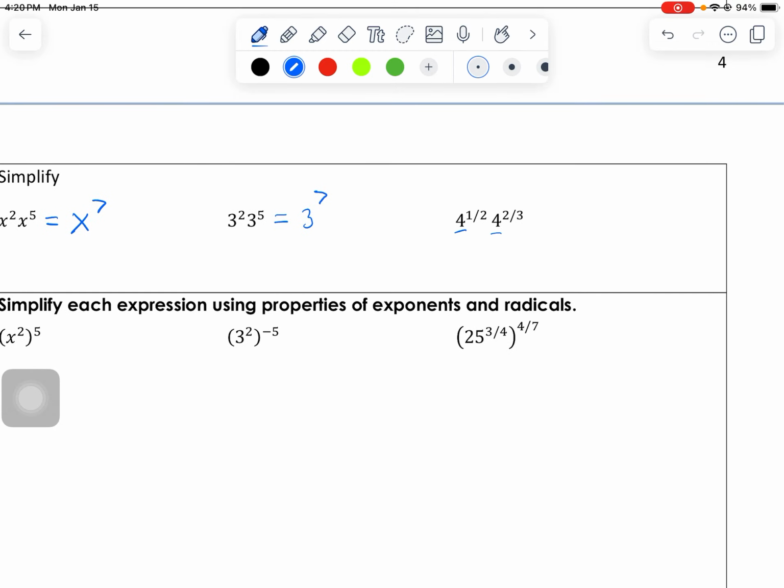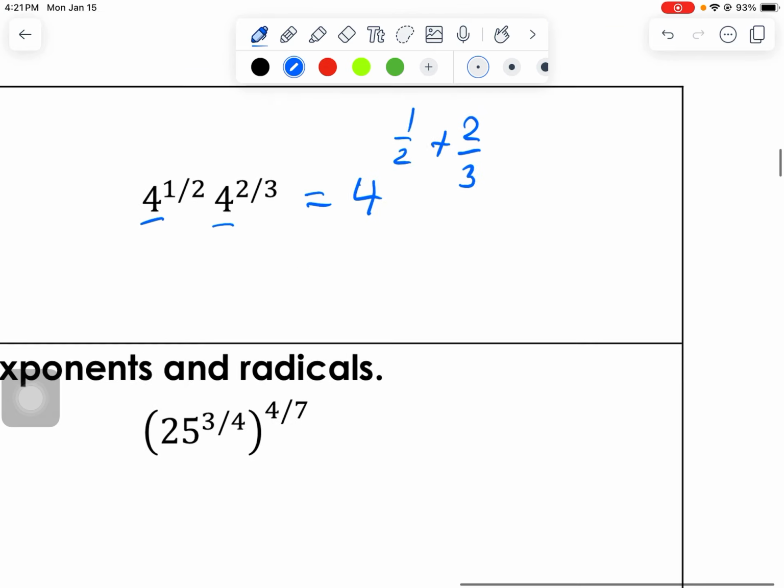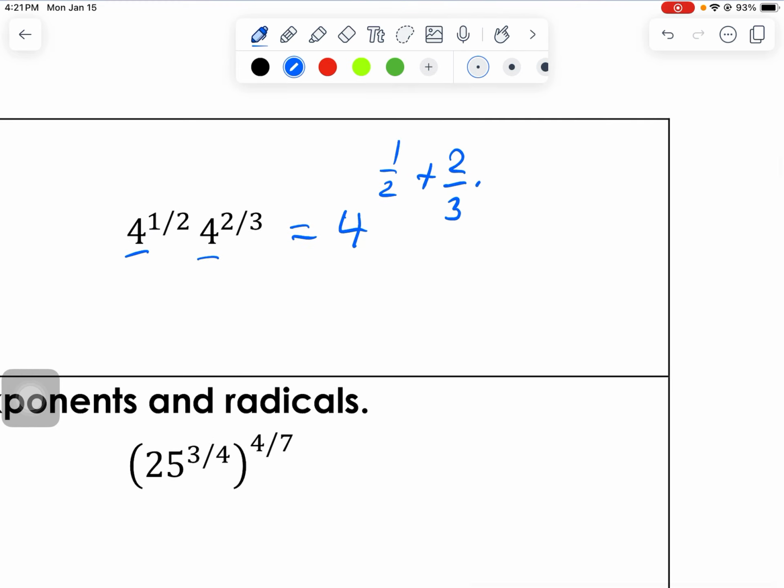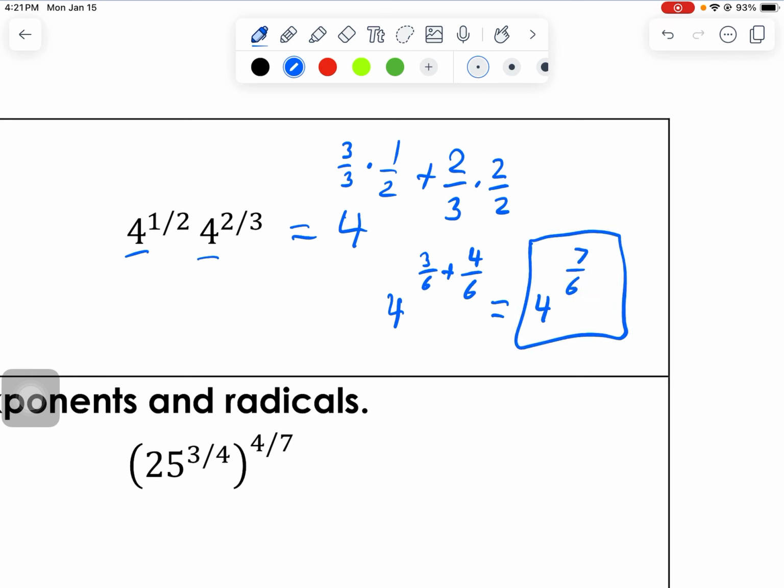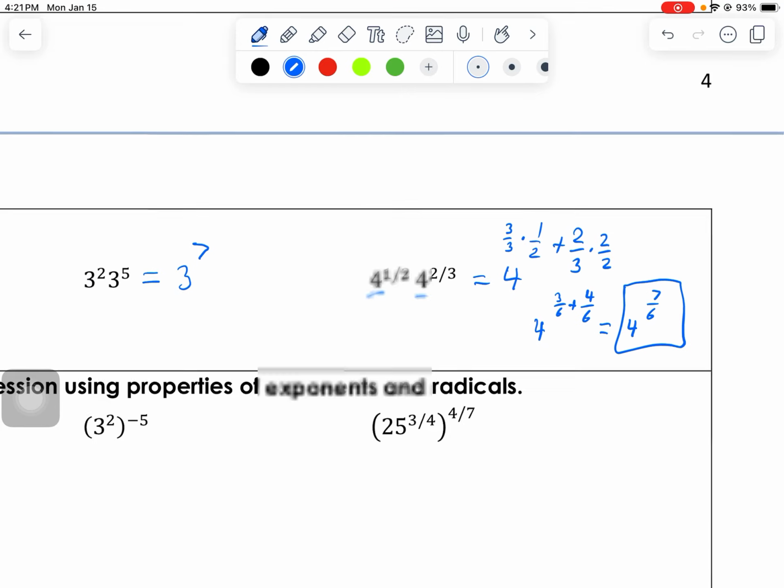Here we do have the same base, but now we have those fractional exponents. So whenever we're multiplying with the same base, we have to add those. So this is 1/2 plus 2/3. So we have to remember what to do when we're adding fractions. Good thing we just practiced this, but we need a common denominator. So I'm going to multiply this one by 2 over 2. I'm going to multiply this one by 3 over 3. Then I end up with 4 to the 3/6 plus 4/6, because remember you just multiply across. And then that's going to simplify to 4 to the 7/6 power. That's the answer that I'm going to be looking for here.